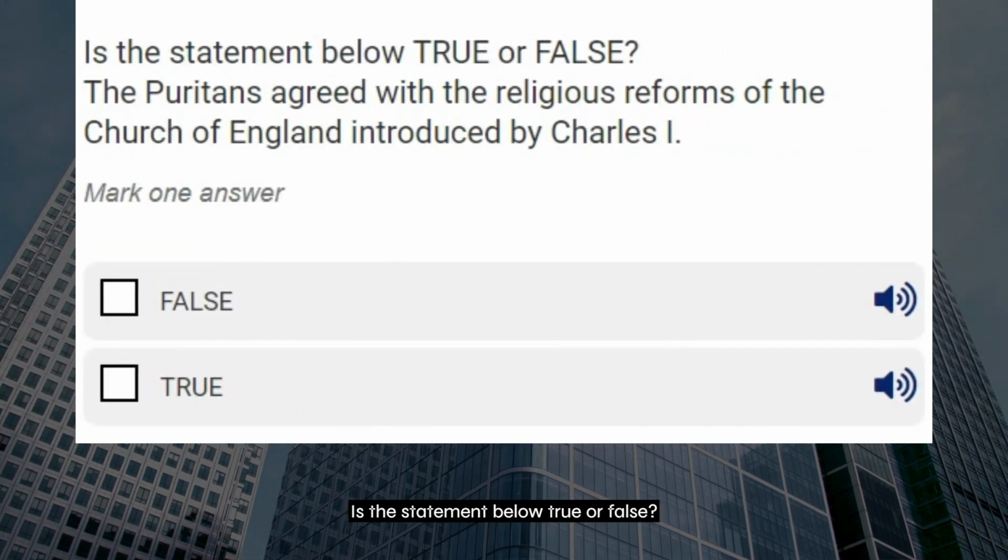Is the statement below true or false? The Puritans agreed with the religious reforms of the Church of England introduced by Charles I. False. True. Correct answer, false.